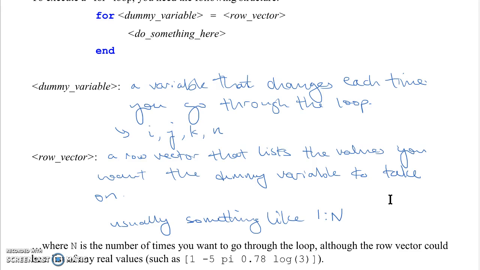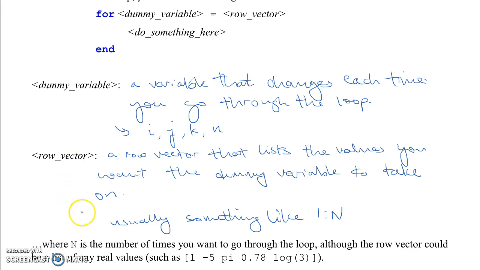Of course, this row vector doesn't have to be just a simple, colon-based row vector where each element is 1 greater than the one before it, right? So it's 1, 2, 3, all the way up to n. You could have any row vector, which is basically any list of any set of values that you want your dummy variable to take on as it goes through the loop. So just as a silly example down here, I have 1, -5, pi, 0.78, logarithm of 3, etc. And if you wrote the for loop that way, then the first time you would go through the for loop, the dummy variable would take on the value 1. The second time it would take on the value -5, etc.